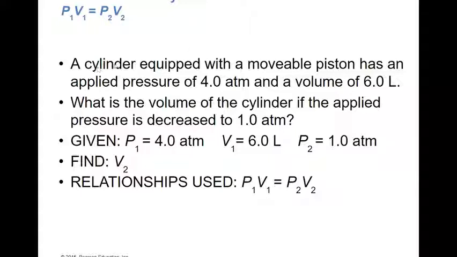And so for this practice problem, we say that a cylinder is equipped with a movable piston and it's applied a pressure of 4 atmospheres at a volume of 6 liters. What would the volume of the cylinder be if the pressure decreased down to 1 atmosphere? So if we're given our volume and our initial and final pressure, we're going to use this equation here, which is the Boyle's law equation that states the initial pressure, or the first pressure, times the initial volume is equal to the final pressure times the final volume. And we've got P1, V1, P2, so all we have to do is plug in and solve for V2.